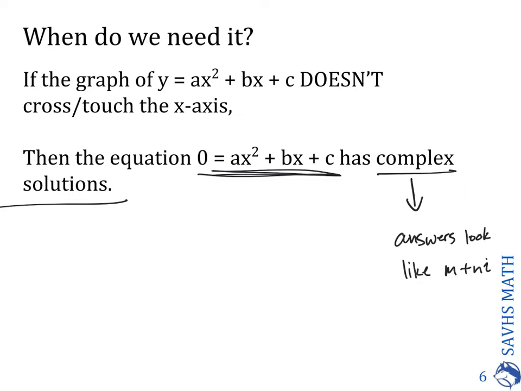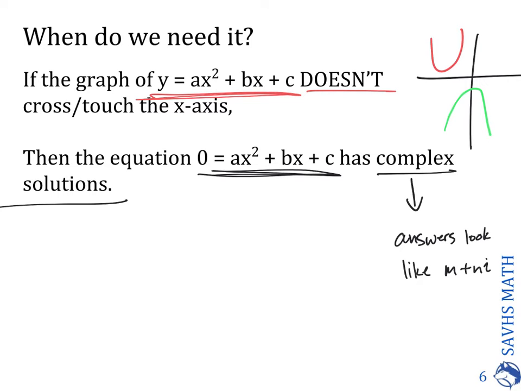Okay. This happens when the graph of the parabola doesn't cross the x-axis. And so what I mean is, here's your graph. If your parabola looks like this, like the one that we saw earlier, or it looks like this or something, and it does not cross the x-axis right here, then that means that you're going to have complex solutions. So your answers are going to look like this.